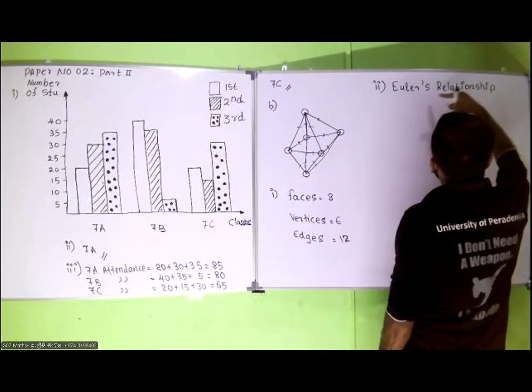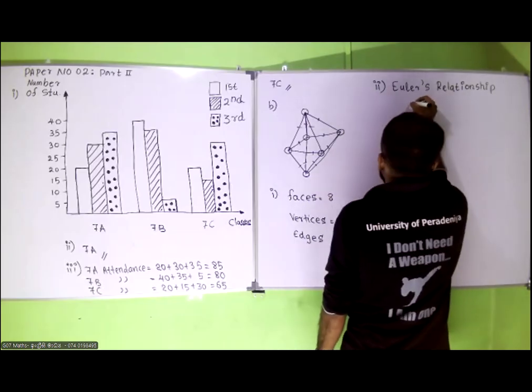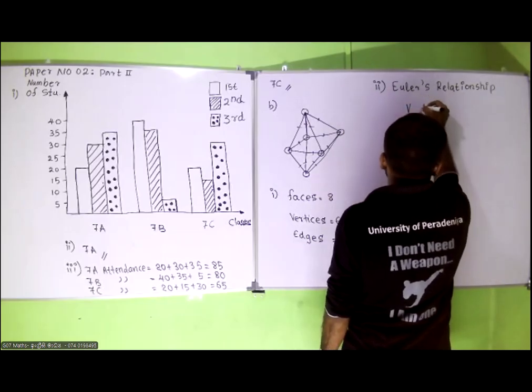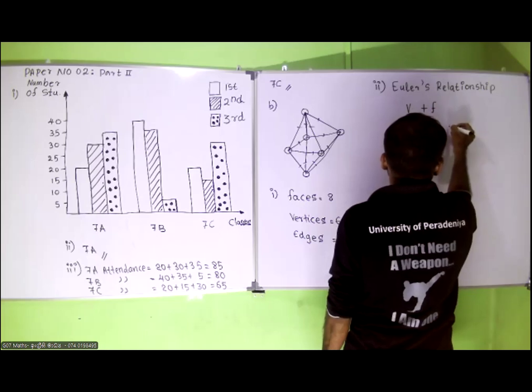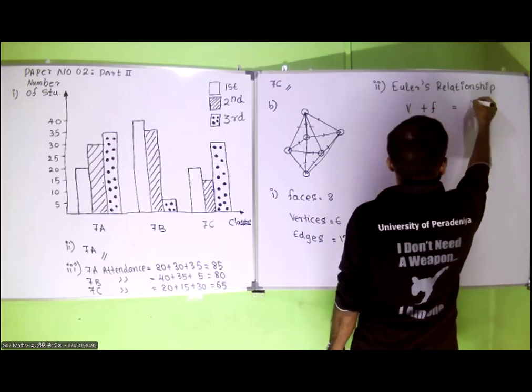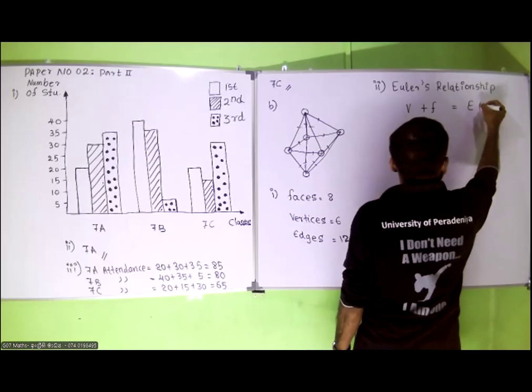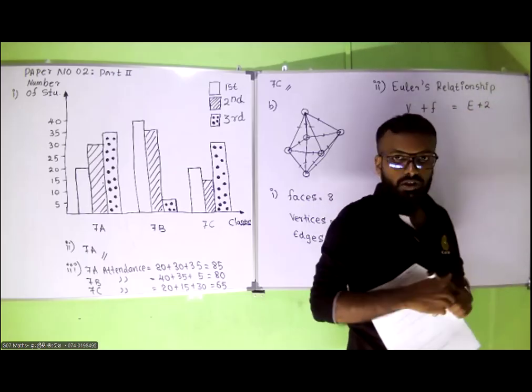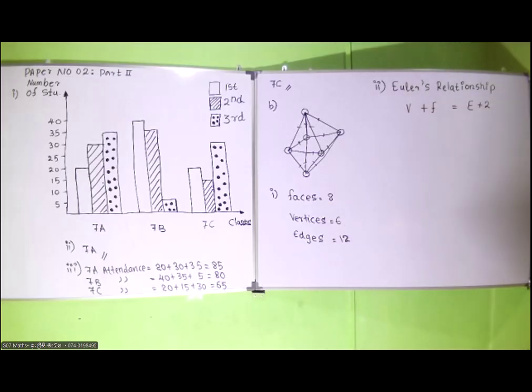Euler's relationship: if you add the vertices and the faces together, it should be equal to edges plus 2. So this is my Euler's relationship. Some of you have seen it.